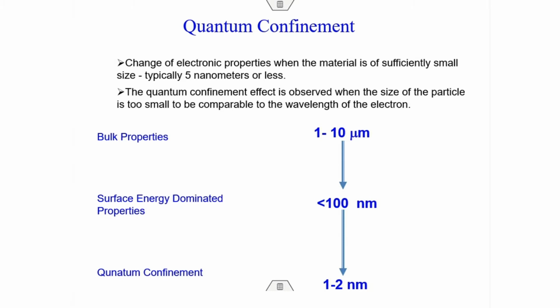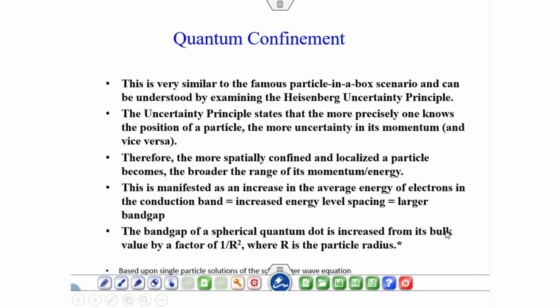Now you must be thinking, how does it happen? Well, this is very similar to a particle in a box problem. Okay, very simple, and it can be understood simply by invoking the concept of Heisenberg's uncertainty principle. What is it? The uncertainty principle states very clearly that the more precisely you know the position of a particle, the more is the uncertainty in its momentum. Momentum is P, and P is m into v, right?